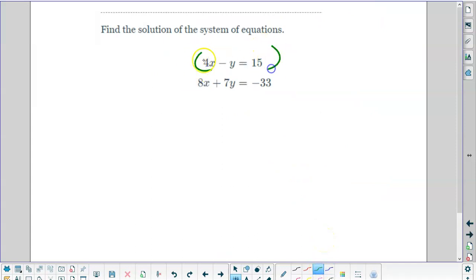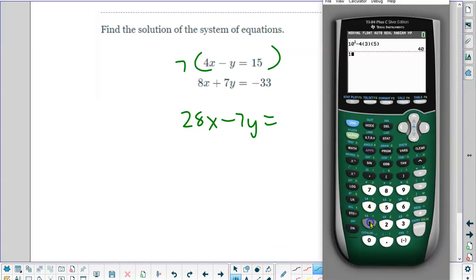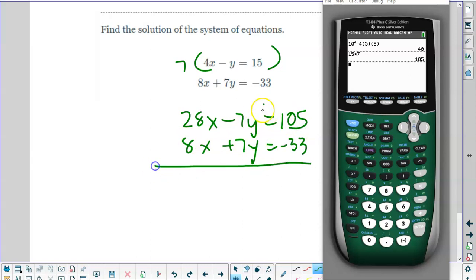I'm going to multiply everybody up here by 7, giving me 28x minus 7y equals 15 times 7, which is 105. And this is 8x plus 7y equals negative 33. And so I get 36x equals 105 minus 33. I get 72. And that divided by 36, I believe, is 2. Yep.